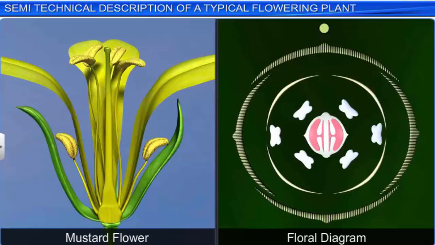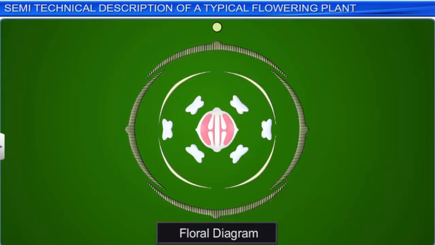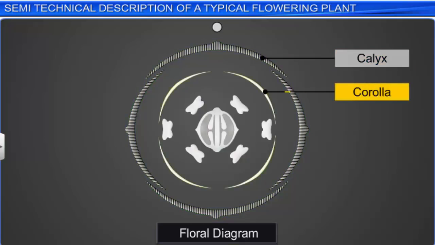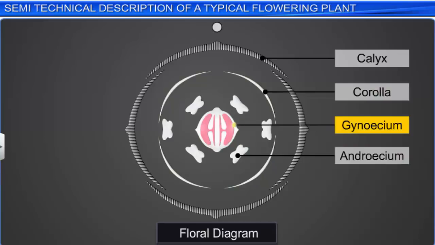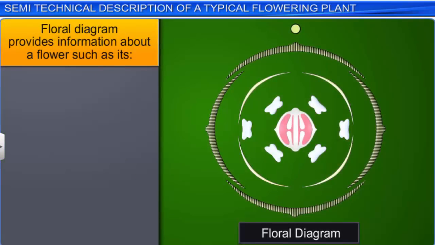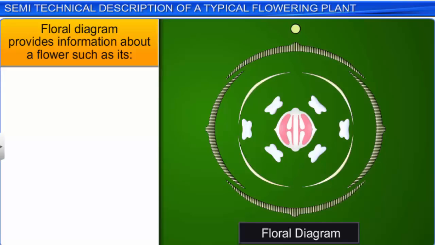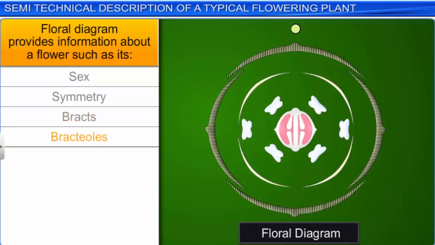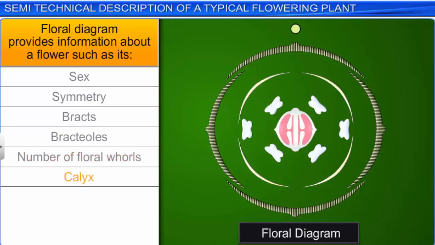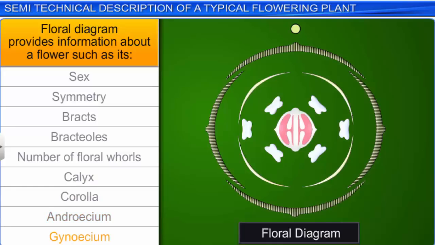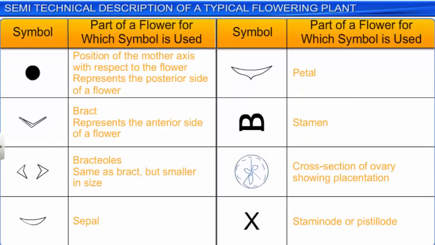The outermost whorl in the floral diagram is the calyx, followed by the corolla, androecium, and gynoecium. The floral diagram presents information about a flower such as its sex, symmetry, bracts, bracteoles, the number of floral whorls, the calyx, corolla, androecium, and gynoecium. Like in the floral formula, various symbols are used while drawing a floral diagram as shown.